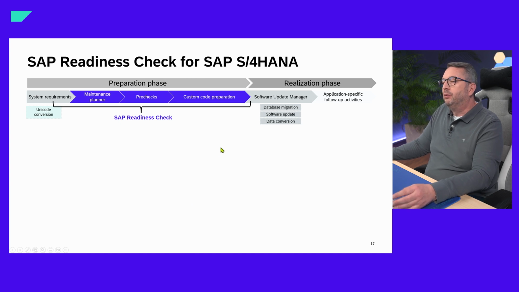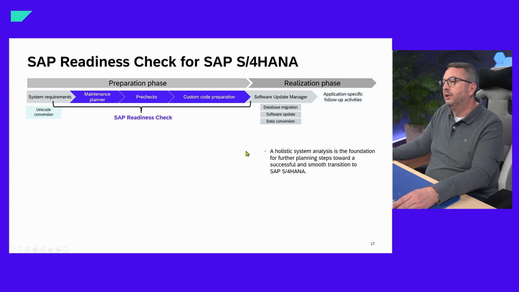With that, I also want to introduce you to a very important tool. It's the SAP Readiness Check for SAP S/4HANA. It's a check which helps you to see and identify the necessary things you have to undertake and the actions you have to take. And it also gives you quantities in that area. So it's a holistic system analysis, which is the foundation of any further planning steps. You should utilize this, and you should also use it to check your project plan, and it offers you a smooth transition to SAP S/4HANA.